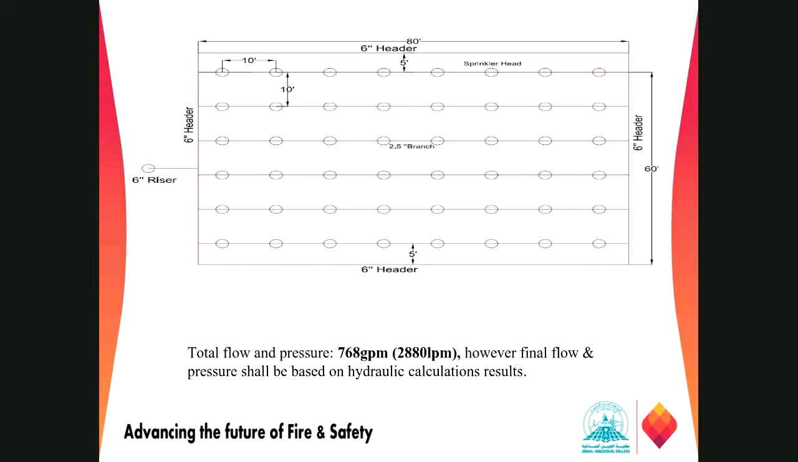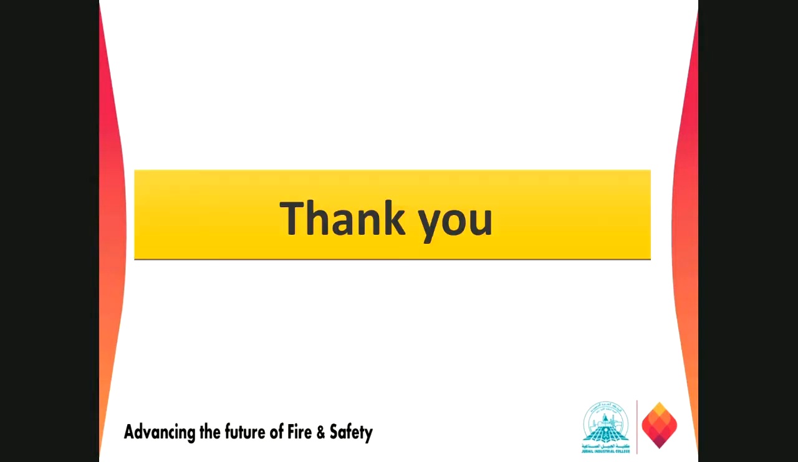So for the flow and pressure, the flow we have is 768 GPM. The pressure we have to calculate from the hydraulic calculation software. What is the pressure requirement? But this flow is calculated manually. Maybe it will go higher based on the hydraulic calculation, right? If the pressure is higher, the flow will go higher. So finally, we have to size the system based on our hydraulic calculation software. And here comes the end of the foam system exercise.